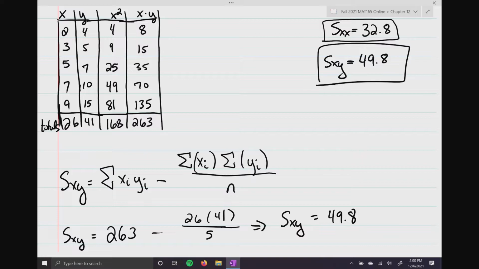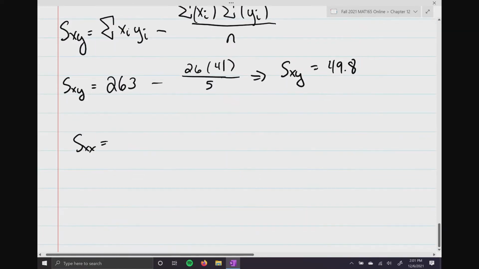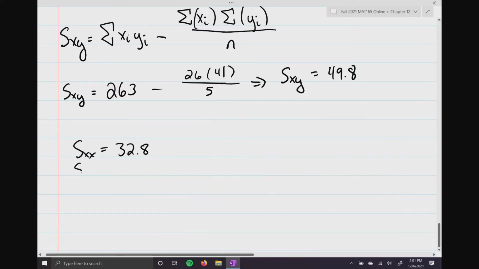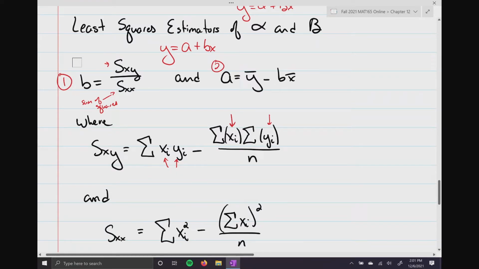So now that we have our sum of squares and the sum of the cross products, I'm just going to write them down again. So the sum of squares was 32.8. And the sum of cross products was 49.8. We can take the next step here, and what we can do is find our regression equation right here. Okay? So we know that we got to find B first, and then we use that information along with the means of each to find A.